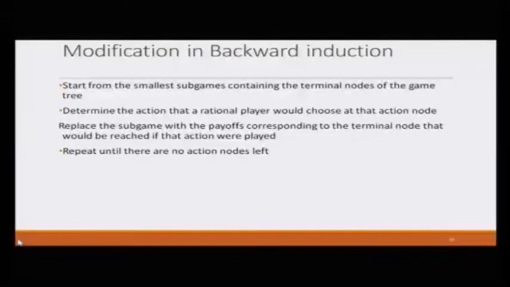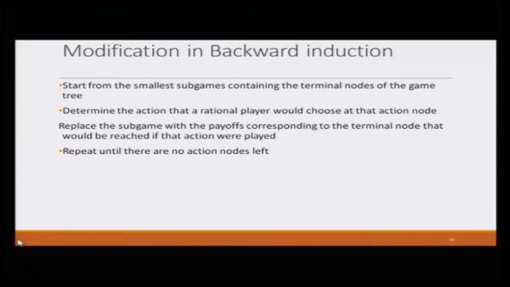So, as I discussed right in the beginning, we are interested in getting the solution concept, how to solve a general extensive form game. For that, of course, we have backward induction, but we are going to modify it a little bit. What do we have? Start from the smallest subgame containing the terminal nodes of the game tree.